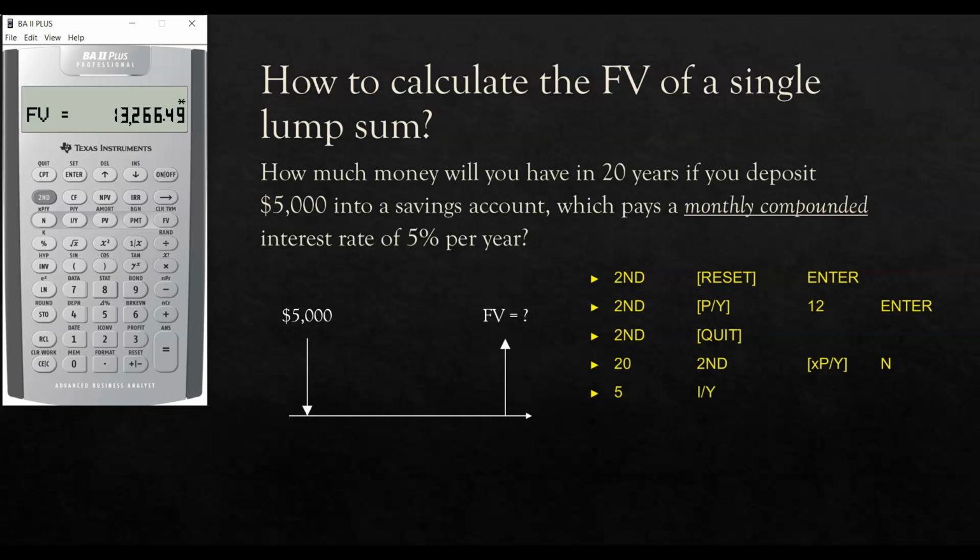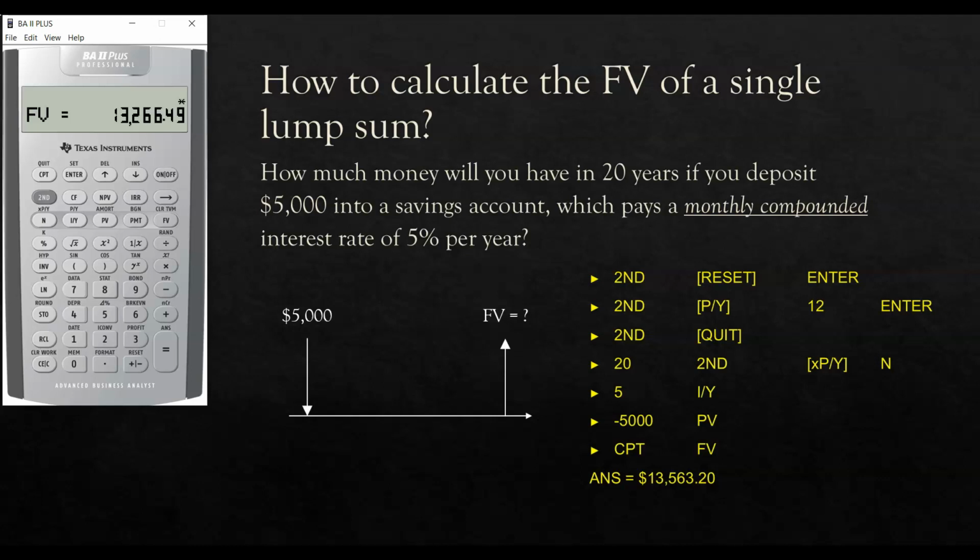And then you enter the annual interest rate, 5%. You don't have to make adjustment on that because you have already set the compounding frequency to be 12. And then the other things are basically the same. You put in $5,000 negative as the present value. You go ahead and calculate the future value. Then you can solve for the future value that you have under monthly compounding.